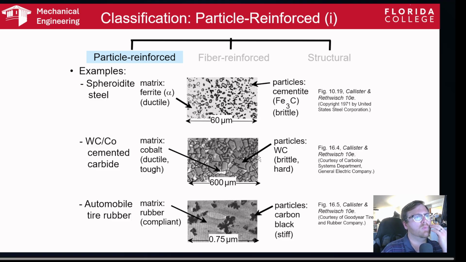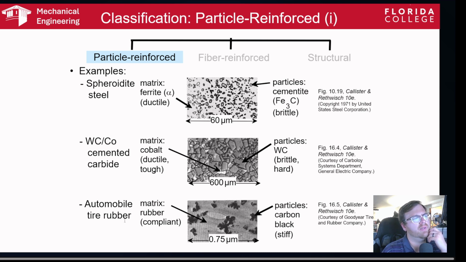We also have cemented carbide. Okay. So we have these brittle and hard WC particles, WC/cobalt. Not sure what WC stands for. And then we also have our cobalt matrix, which is ductile and tough. Okay. So similar idea. The ductile material is the matrix material, but the harder material is the particulate.